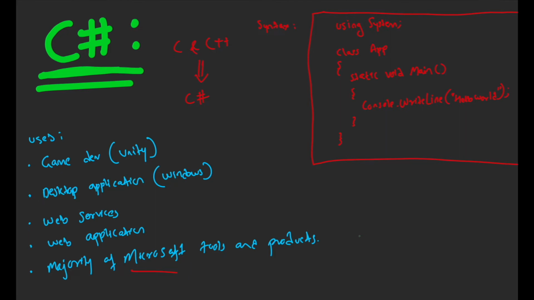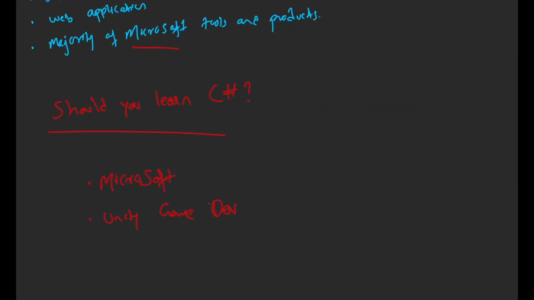So the big question is, should you learn C Sharp? C Sharp is the main programming language for developing software and programs for Microsoft. So if you are interested in working with Microsoft or building applications for the Microsoft platform, C Sharp is the perfect choice for you. Go and get started with a project with C Sharp then.